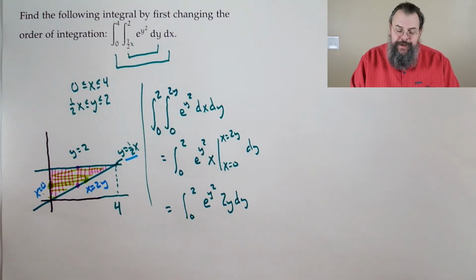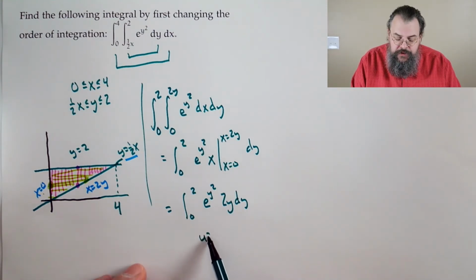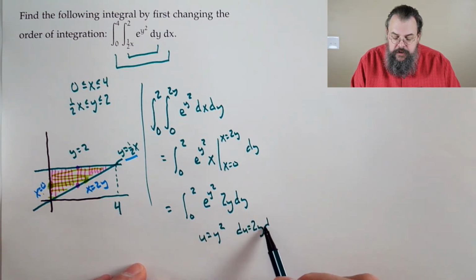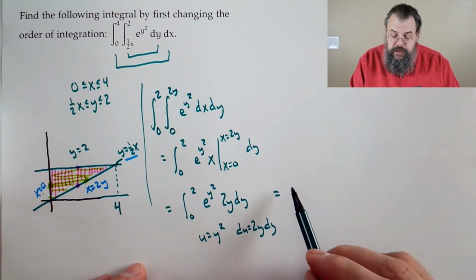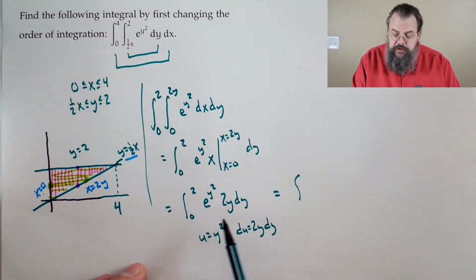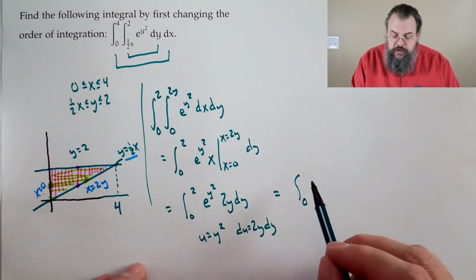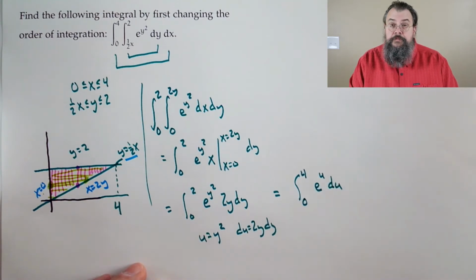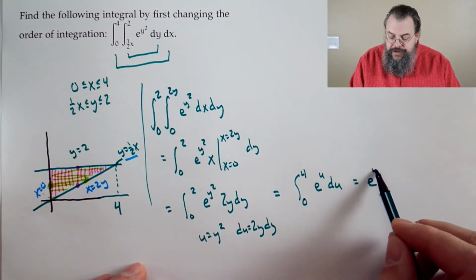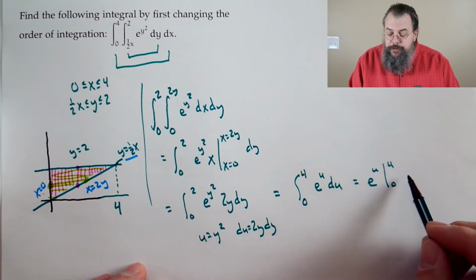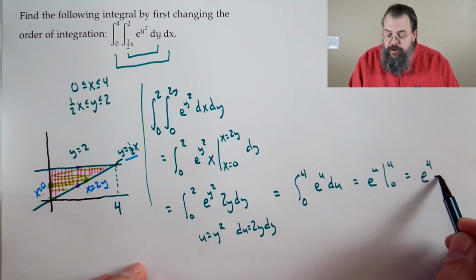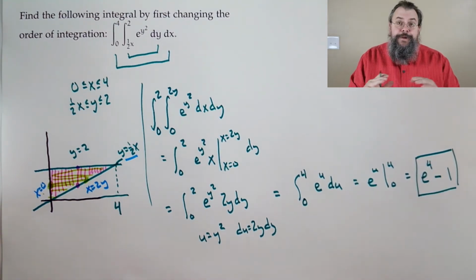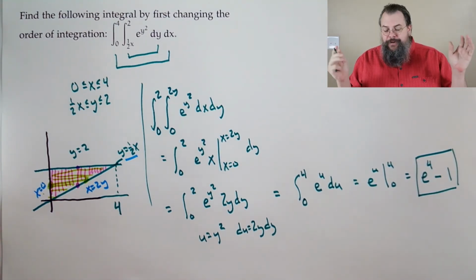What do you see? We can make a substitution. u equals y squared, du equals 2y dy. So this would become the integral, updating our bounds, 0 squared to 2 squared, so 0 to 4, e to the u du, which is e to the u, evaluated from 0 to 4, which becomes e to the 4th minus e to the 0, which is 1. And we're done. Wow.